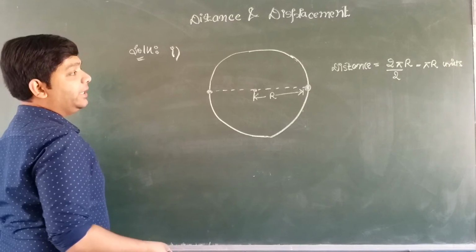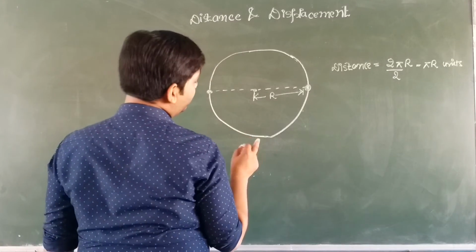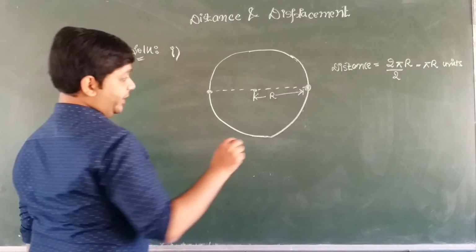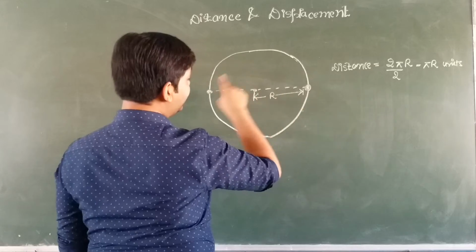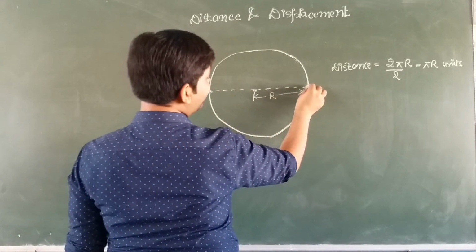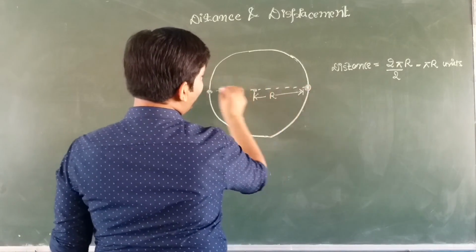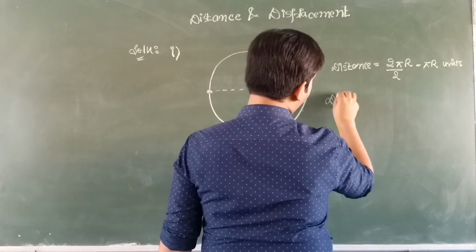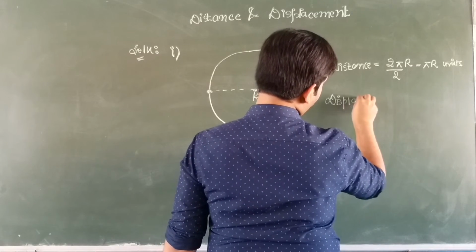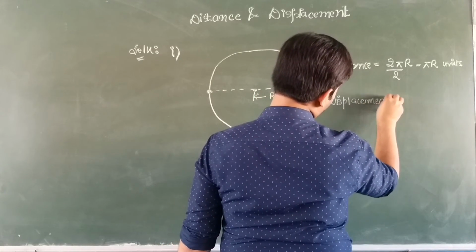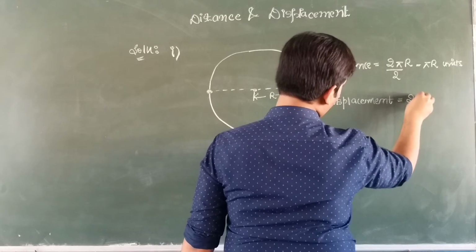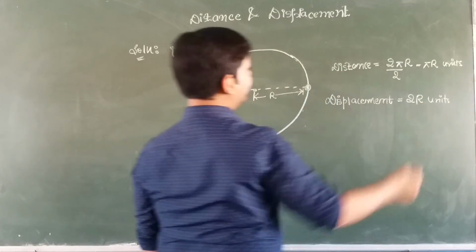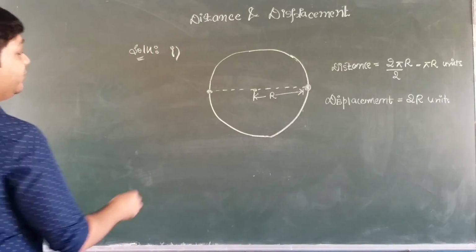And now we have to calculate the displacement. What do we know? Displacement is the shortest path between the initial and the final point. This is the initial point and this is the final point. So the shortest path will be a straight line connecting these two, and because this is equal to the diameter of the circle, therefore displacement will be equal to the diameter of the circle and therefore displacement is equal to 2r units. I hope this is clear to everyone. So this is the solution to the first part.